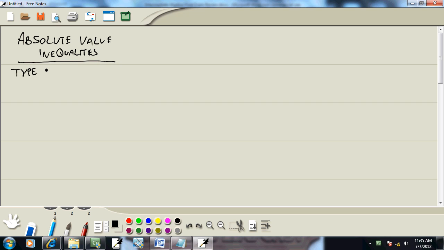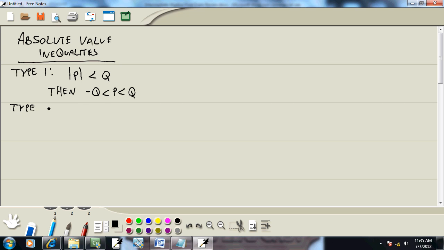We have our first type, where we have the absolute value of something is less than something else. Now, the key is the absolute value has to be by itself. You can't have any numbers in front of it, can't have any numbers after it. And then the less than tells us we use this formula. If it looks like that, then we can rewrite it in this form.